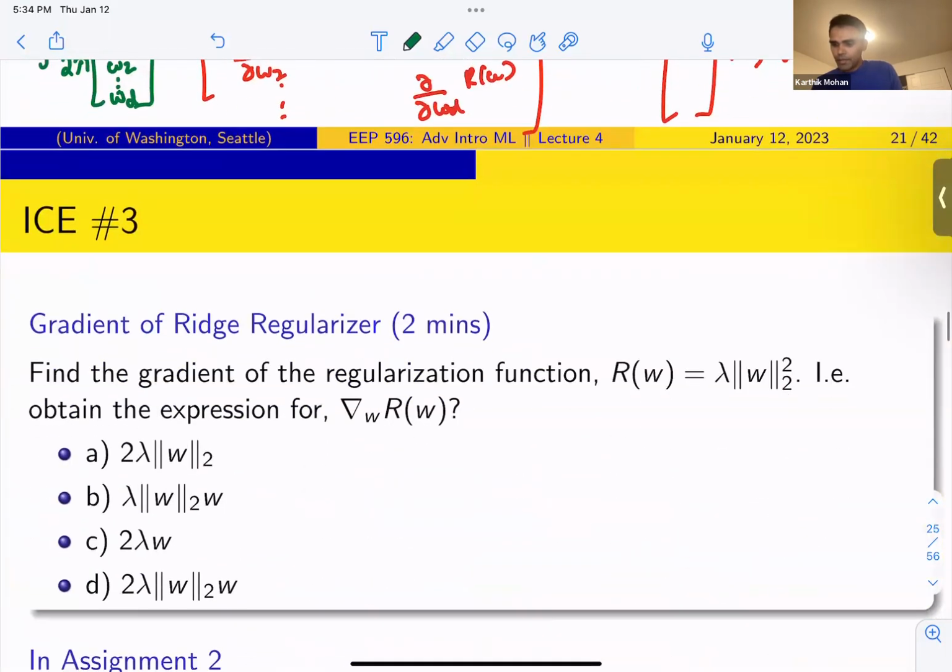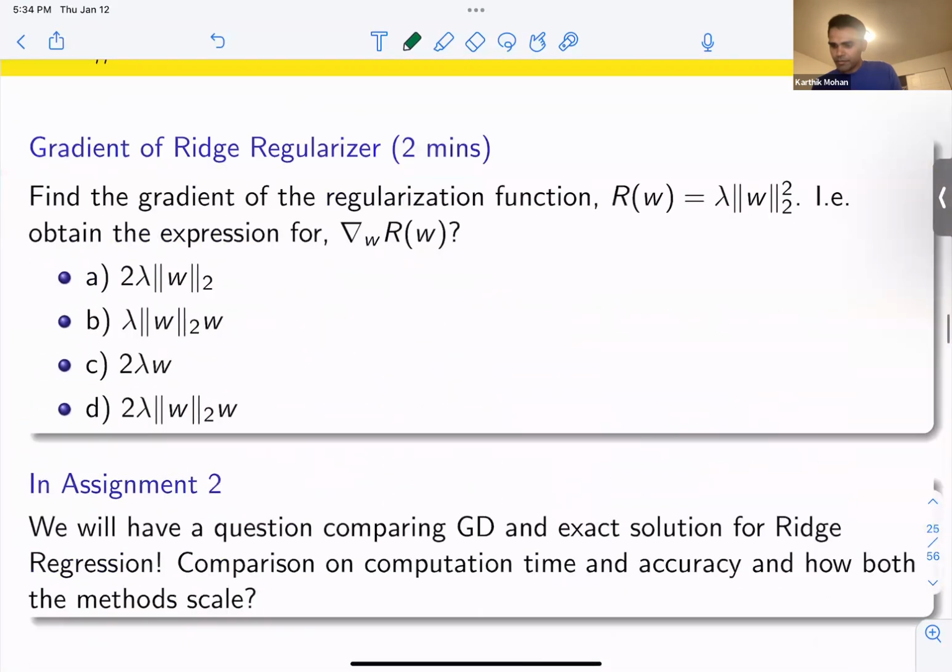Okay. Wait, aren't these the same? Oh, this is the same. Okay. Yeah. In the next assignment, conceptual, we'll look at more on this.